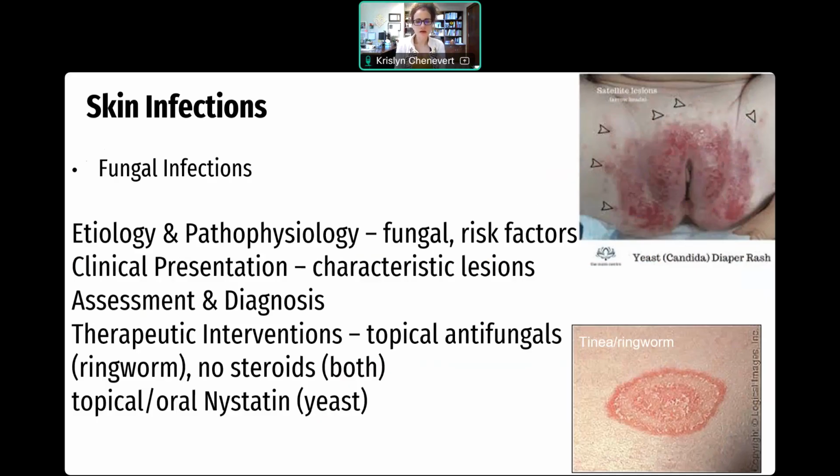As far as diagnosis, it's typically made just by visualization and then history of the patient. Our interventions are going to be topical medications, so topical antifungals. The ones for ringworm are listed in the pharmacy 19.2. And then we'll use nystatin for yeast infections. We can use that both orally and topically. It comes as powders, creams, all that kind of stuff. And we want to make sure that we're not using steroid creams in addition to those, just because it can decrease the effectiveness of that.